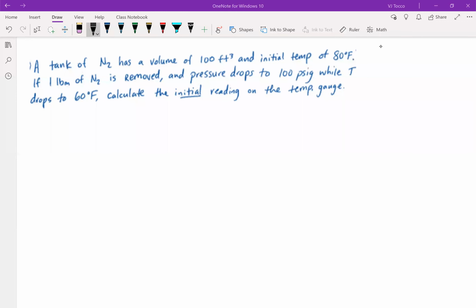For today's MEB class, I have a couple of problems that will illustrate how to use the ideal gas law in the course of solving them. The first one says a tank of nitrogen, N2, has a volume of 100 cubic feet and an initial temperature of 80 Fahrenheit. If 1 pound mass of N2 is removed and the pressure drops to 100 psi, gauge, while temperature drops to 60 Fahrenheit, calculate the initial reading on the pressure gauge.